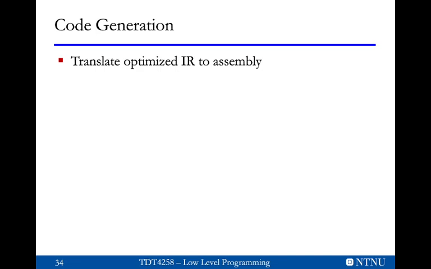So we have done a number of optimizations on intermediate representation now. So what's left to do is now to generate code that is actually executable on our machine. So we need to translate our optimized intermediate representation to assembler or machine code. So this is the final part of our compiler, which is concerned with code generation.